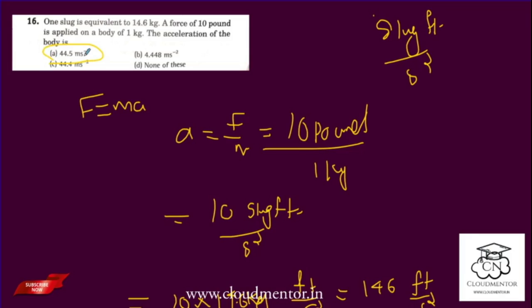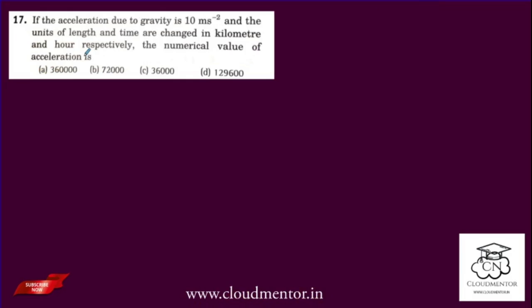Now next question. If the acceleration due to gravity is 10 meter per second square, and the units of length and time are changed to kilometer and hour respectively, the numerical value of acceleration is dash.